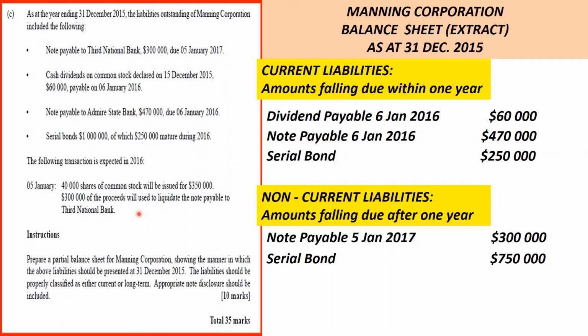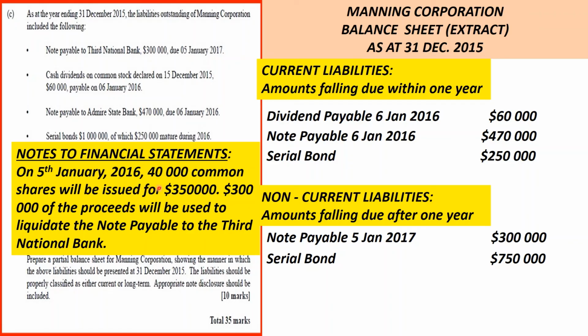So we could put a note in our notes to the financial statement. On 5th January 2016, 40,000 common shares will be issued for 350,000. 300,000 of the proceeds will be used to liquidate the note payable to the Third National Bank. Okay, so this item concerns this here, and we need to note it in the notes to the financial statement.